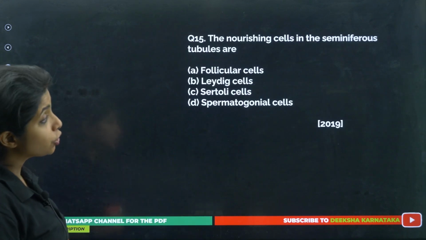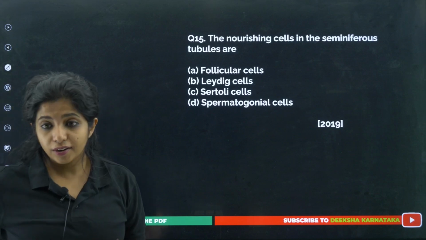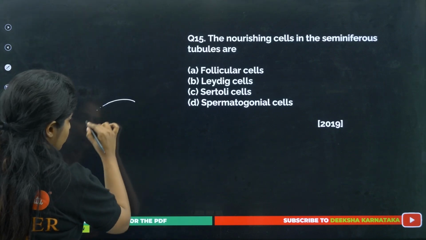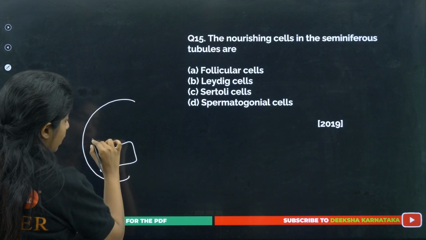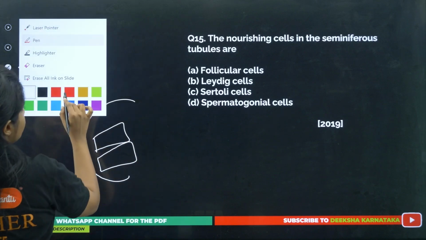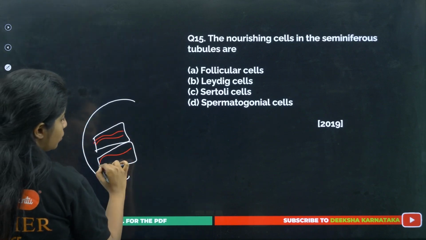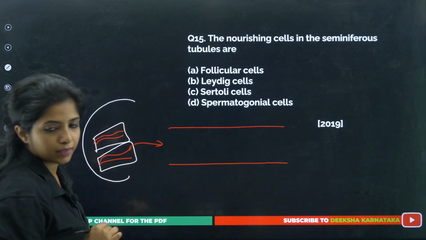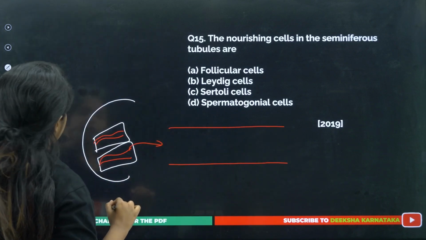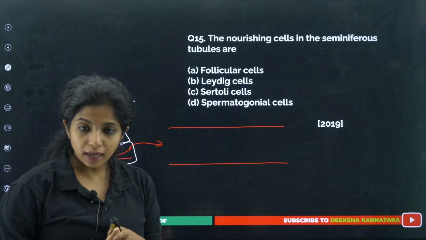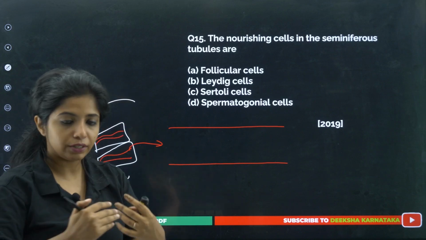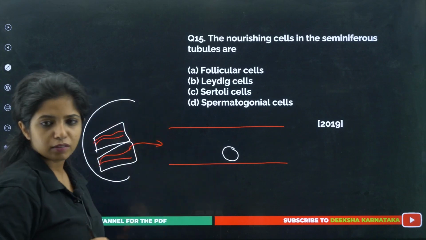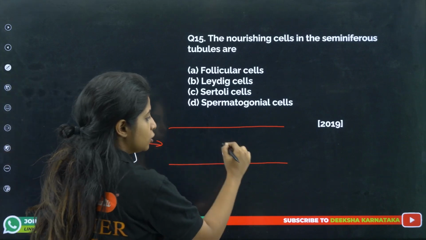Next question. The nourishing cells in the seminiferous tubules are known as what? So seminiferous tubules, which I made initially, if you remember, this was the testis. In that you had testicular lobules, in which you had your seminiferous tubules, almost 1 to 2 are there. If I zoom this in, it looks like this. It has two types of cell. One that will be forming the sperms later on. So I will write gamete mother cell probably. The sperm mother cell which will be forming the sperms later on.